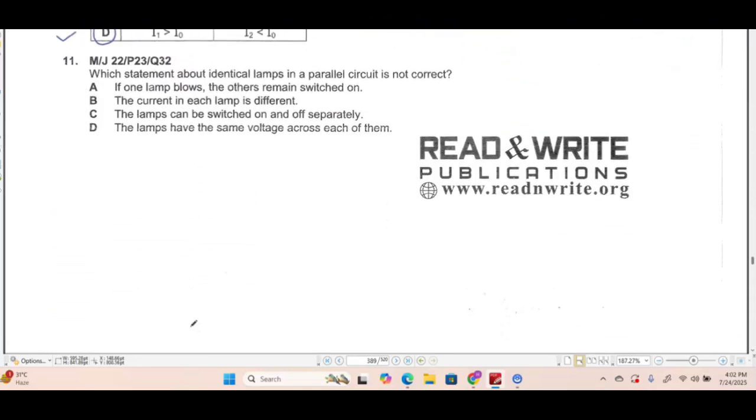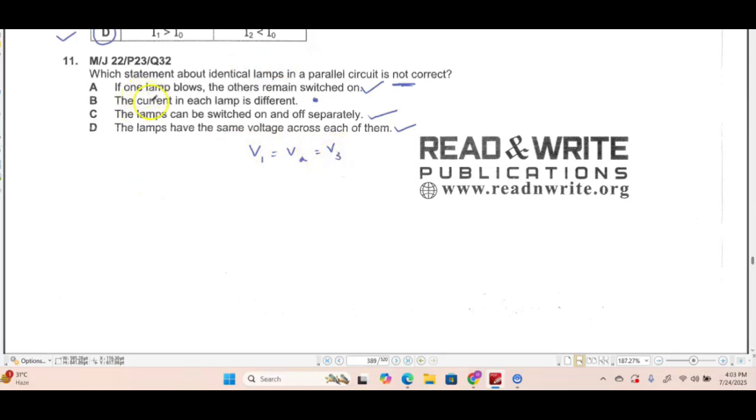Okay, moving on to question number 11. Which statement about identical lamps in a parallel circuit is not correct? If one lamp blows, the other lamp remains switched on. Yes, this is correct. The current in each lamp is different. Okay, we are going to see about this. The lamps can be switched on and off separately. Yes, this is correct. The lamps have the same voltage across each of them. Yes, this is correct as well, because in a parallel circuit, V1 is equal to V2 is equal to V3.